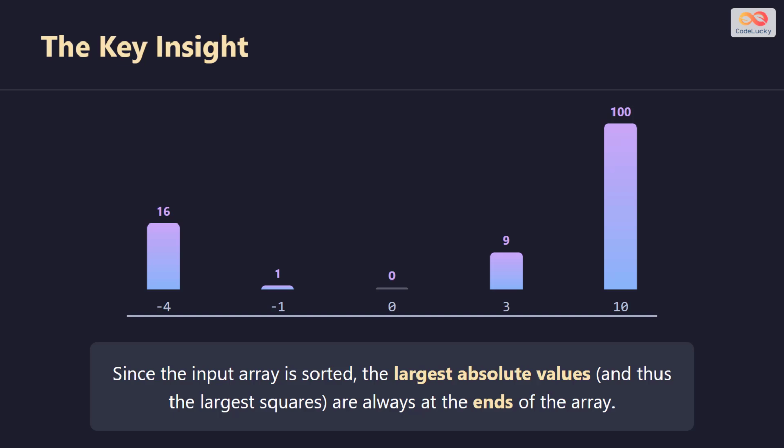To optimize this, we need to observe a key property of the input. Since the original array is sorted, the negative numbers are at the start and the positive numbers are at the end. This means the largest squared values will always be at the extreme ends of the array, while the smallest squared values, those close to 0, are somewhere in the middle.